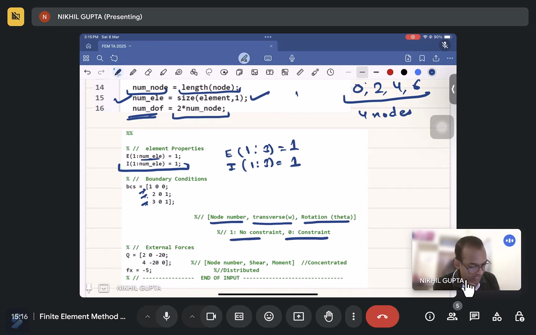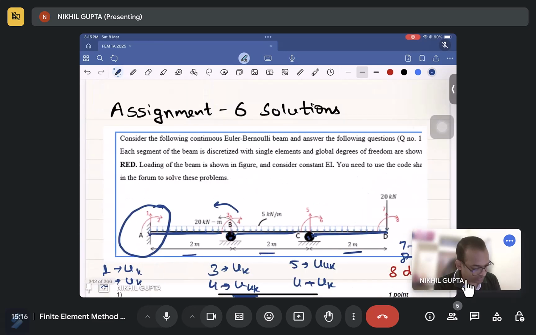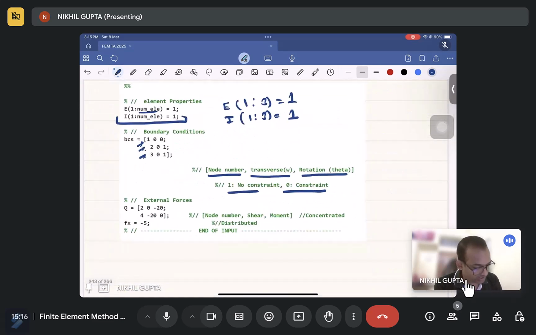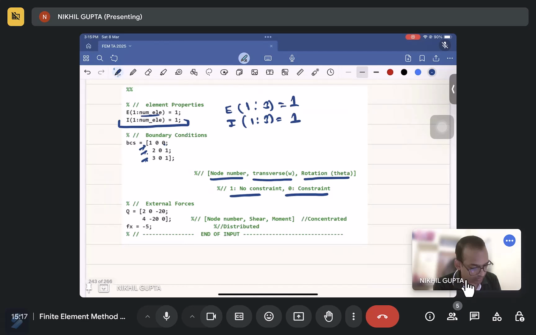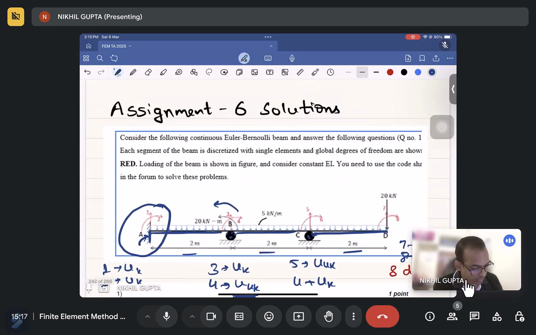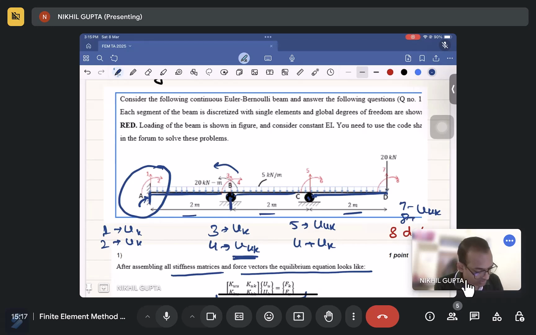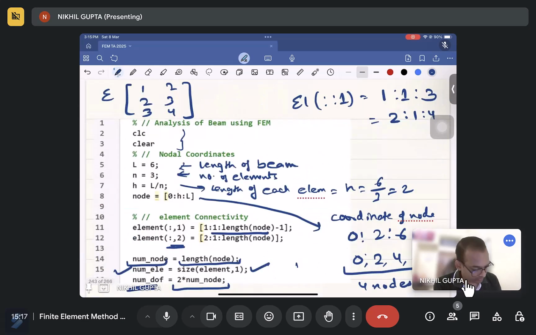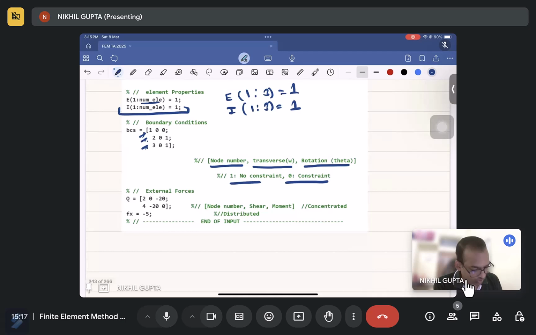So if you see in the first node, this is constant in this direction, and also constant in this direction. So that's why it is constant in both directions, so we'll put 0 0 in both. In the second node we see 0 and 1. Why do we see 0 and 1? Because we have restricted the member in this direction, but it can freely rotate. So it is 0 and 1.